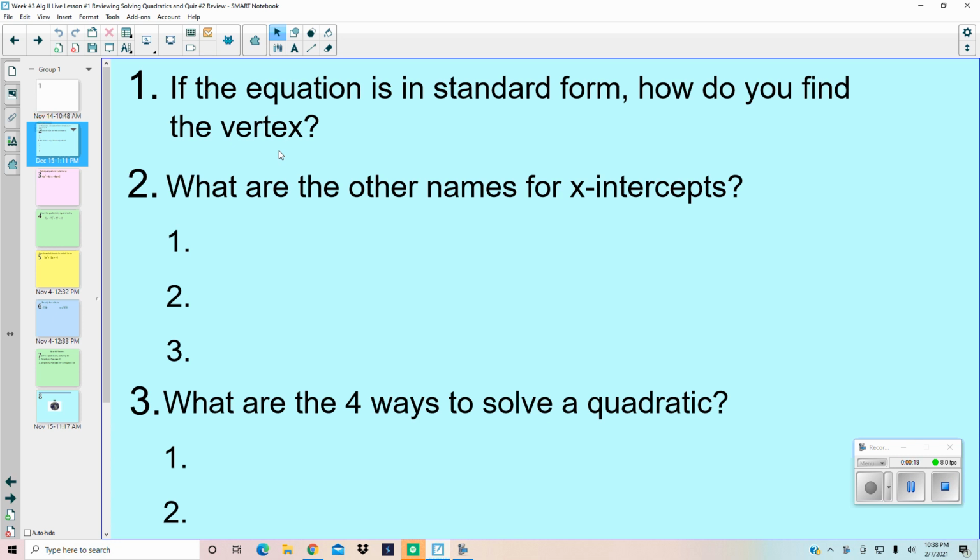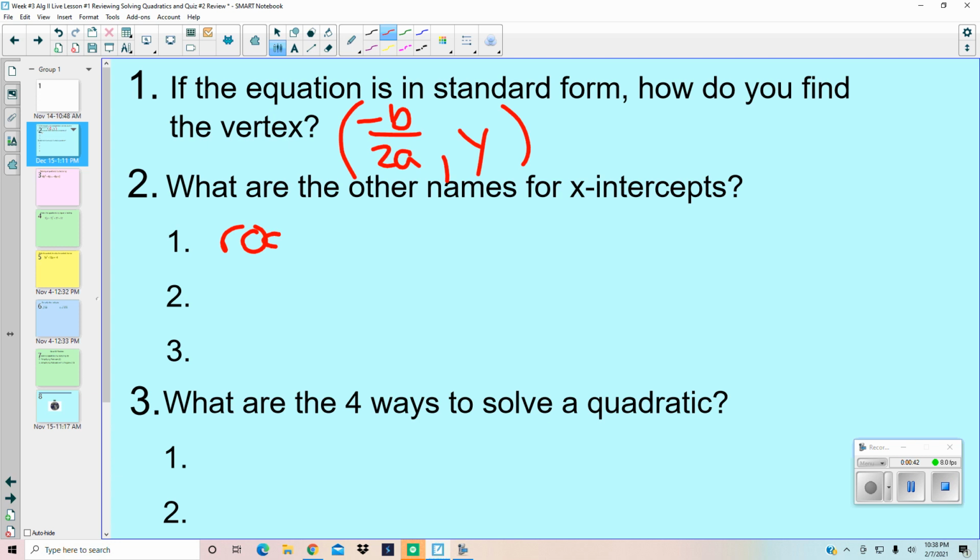If the equation is in standard form, how do you find the vertex? Well, that's when you take negative b divided by 2a and get the x-coordinate and plug that in for all the x's in the equation and get the y-coordinate. The other names for the x-intercepts when you're solving a quadratic equation are the roots, the solutions, and the zeros.